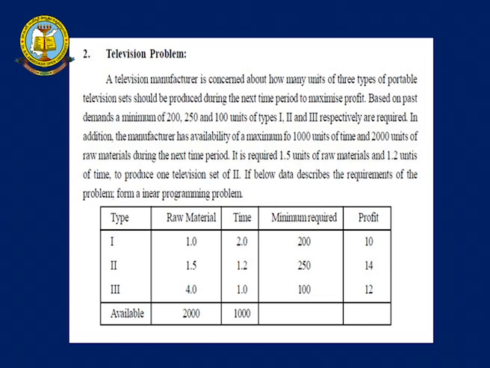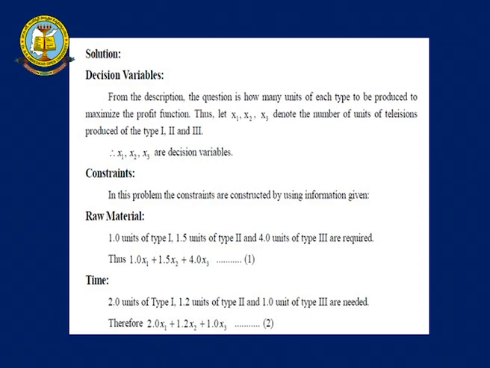In this also it is giving 3 types, 1, 2, 3, and we assume 3 variables: x1 is the first type, x2 is the second type, x3 is the third type. The raw material available is 2000, the time available is constant at 1000, and individually he is giving minimum requirements 200, 250, 100, and lastly the profit amounts are 10, 14, 12. So, the LPP will be like this.